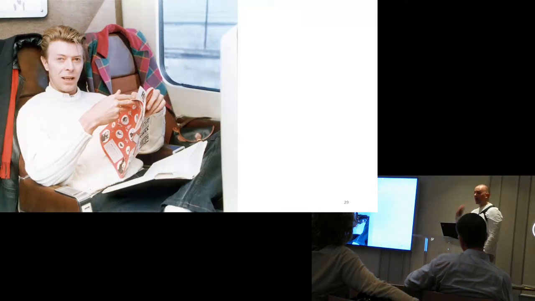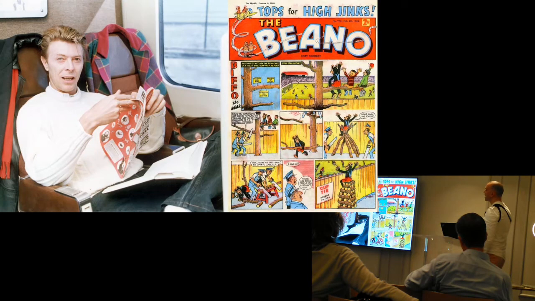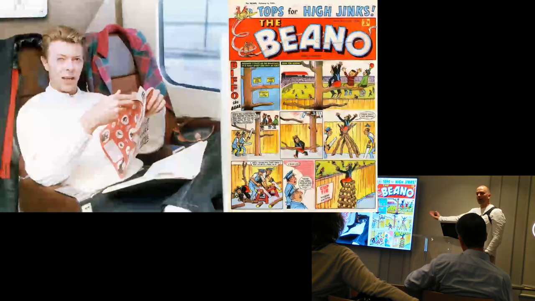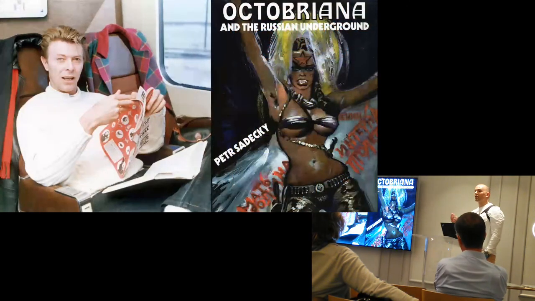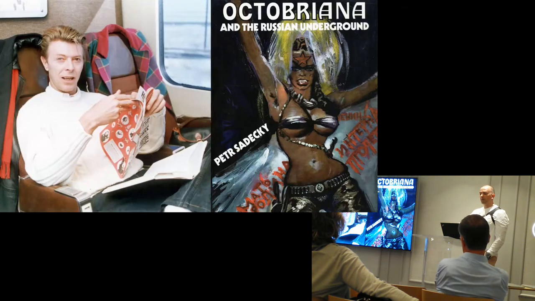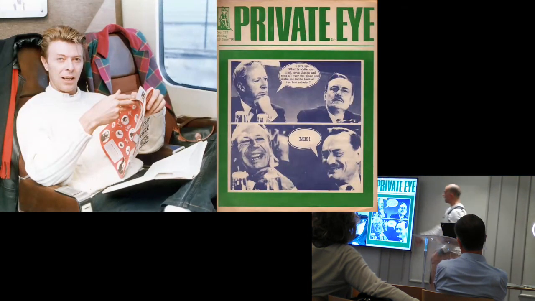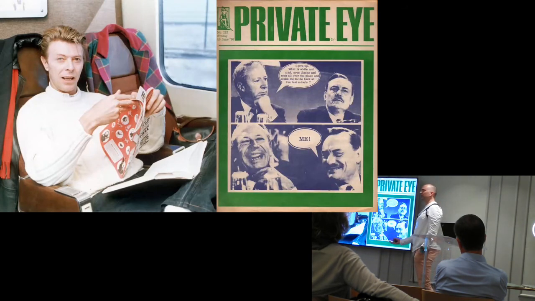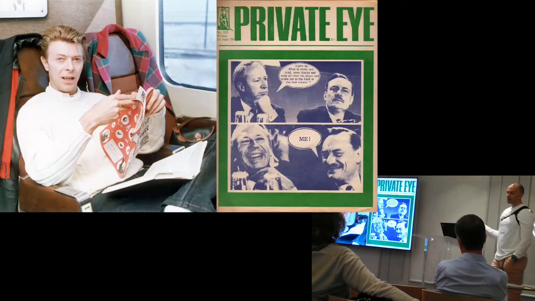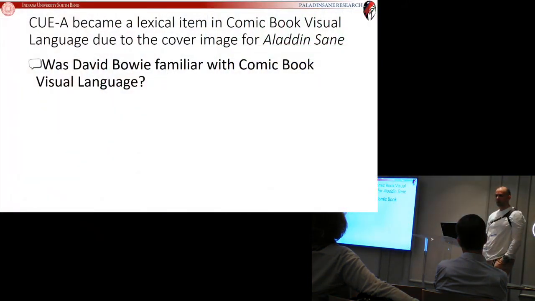So he was an avid reader, and among those books that came out before the cover for Aladdin Sane, before he created this image, among his top 100 was included The Beano, a comic book from the 60s, Octobriana and the Russian Underground, an independent comic book, and also the magazine Private Eye, which wasn't a comic book, but had covers that utilized that comic book language, like sequential images and word bubbles. So David Bowie was familiar with comic book language.